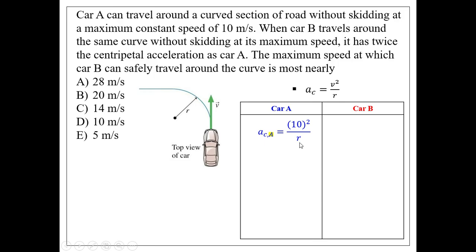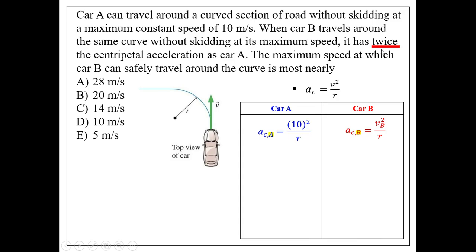It didn't tell us what the radius of the circle is. That's okay. Now, let's move on to car B. Again, generically, the acceleration for car B is going to be VB squared divided by R, whatever VB is, which we're supposed to find. And then I'm just going to go ahead and highlight this for you.